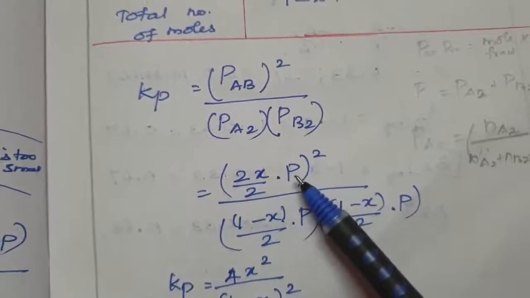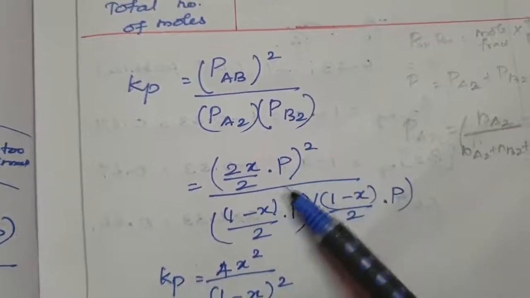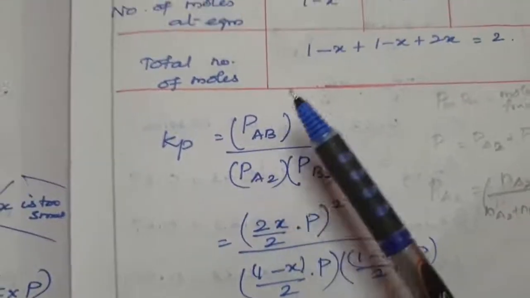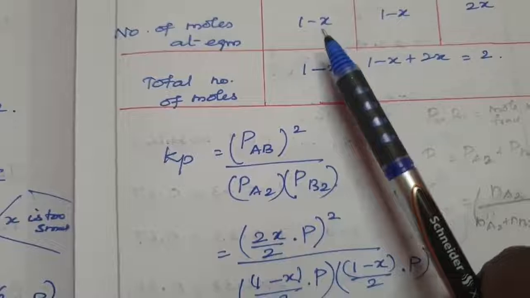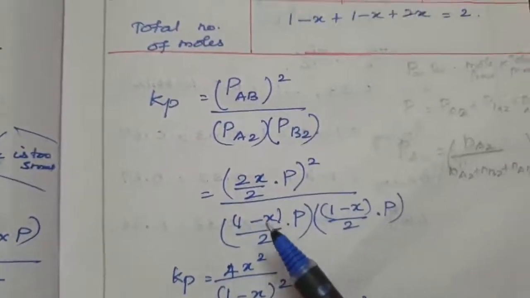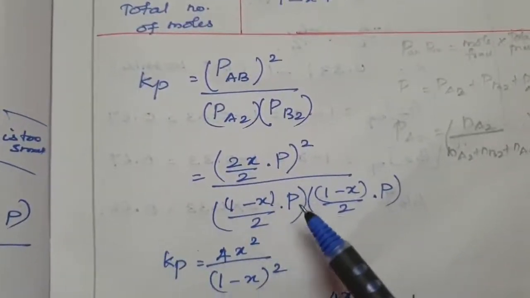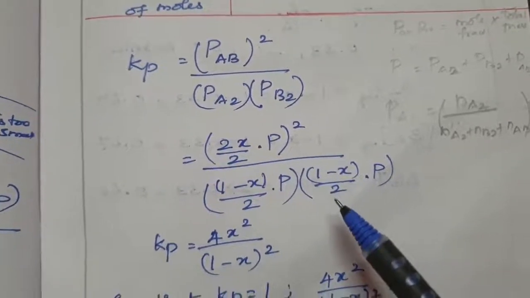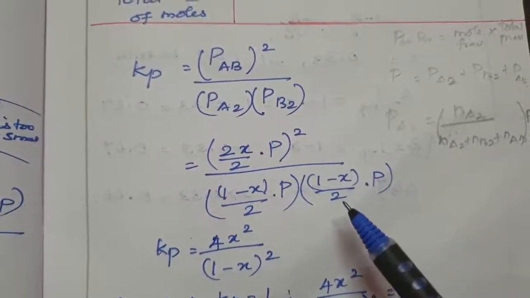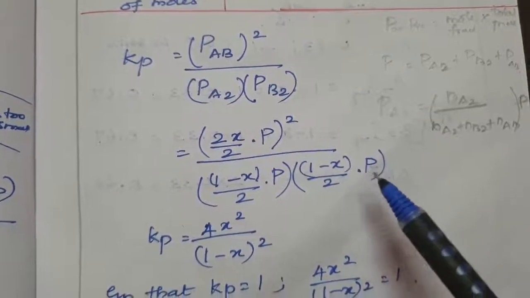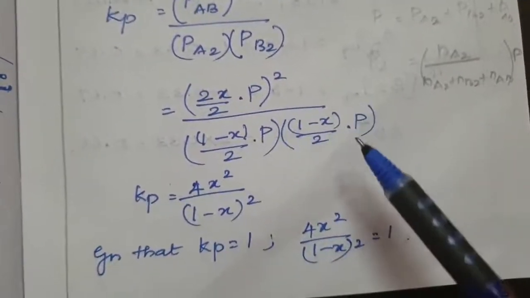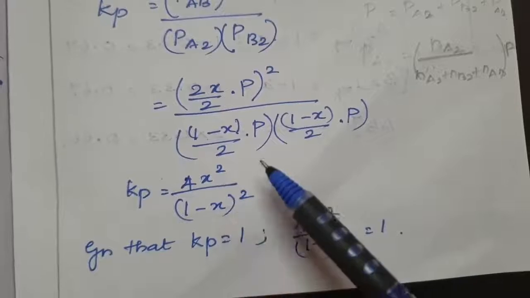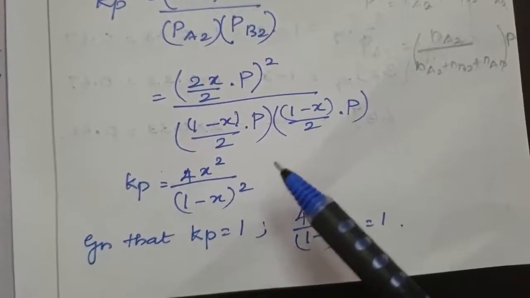So 2x by 2 into total pressure, the whole square, divided by partial pressure of A2. This is the partial pressure of A2: 1 minus x by total number of moles 2, into total pressure. And for B2, 1 minus x by 2, total number of moles, into total pressure P. So if we simplify this, you can get 4x square divided by 1 minus x the whole square.